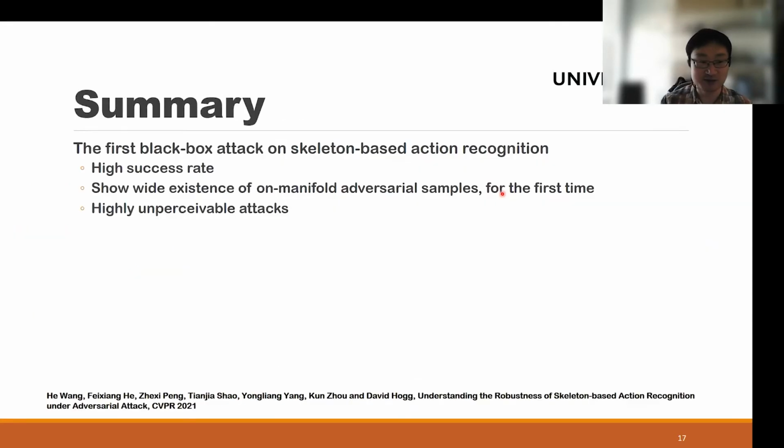So that's the second piece of work. A brief summary: we proposed the first black-box attack on skeleton-based action recognition. It also achieves a high success rate and highly imperceptible attacks. Also, for the first time, we show the wide existence of off-manifold adversarial samples. Okay, so that's our second piece of work here.